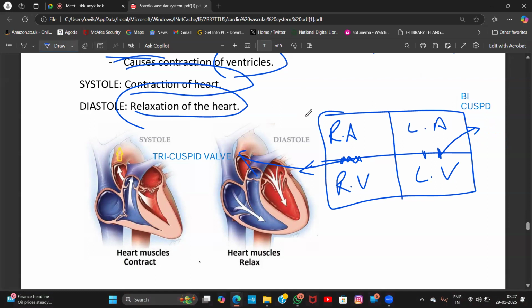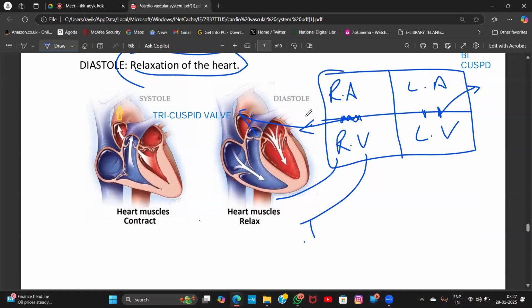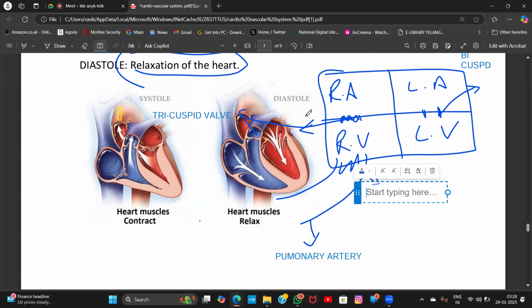Okay, between the right ventricle and the pulmonary artery, which valve? The valve is called the pulmonary valve.